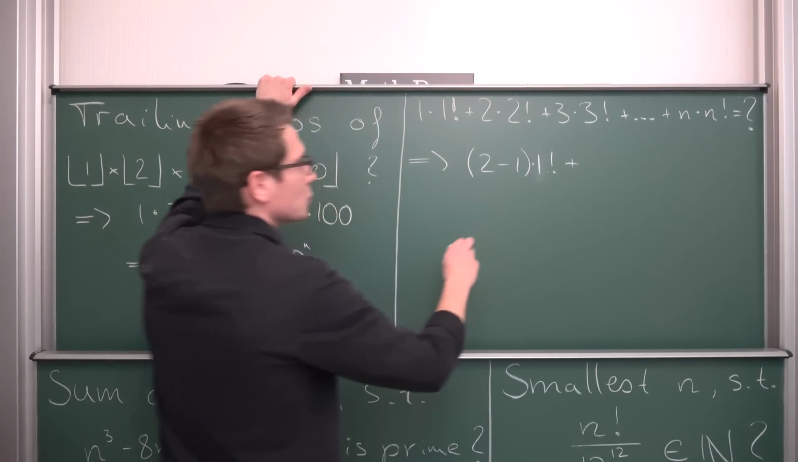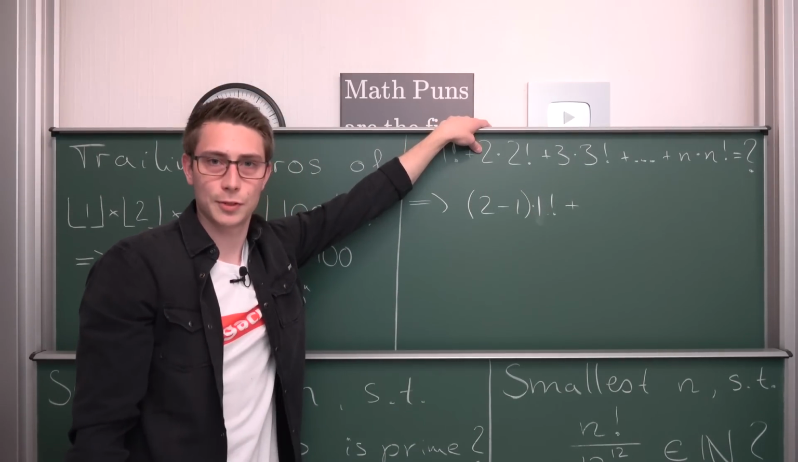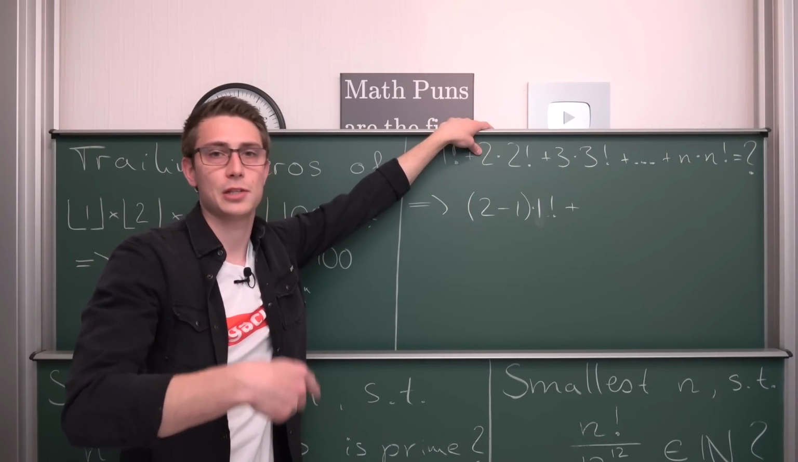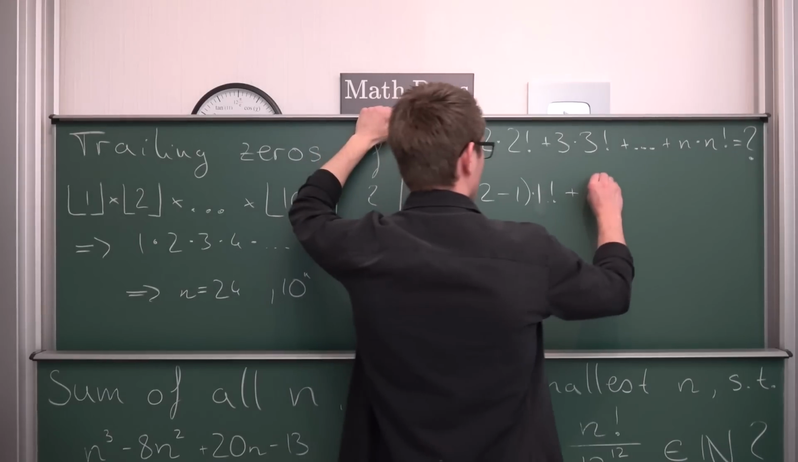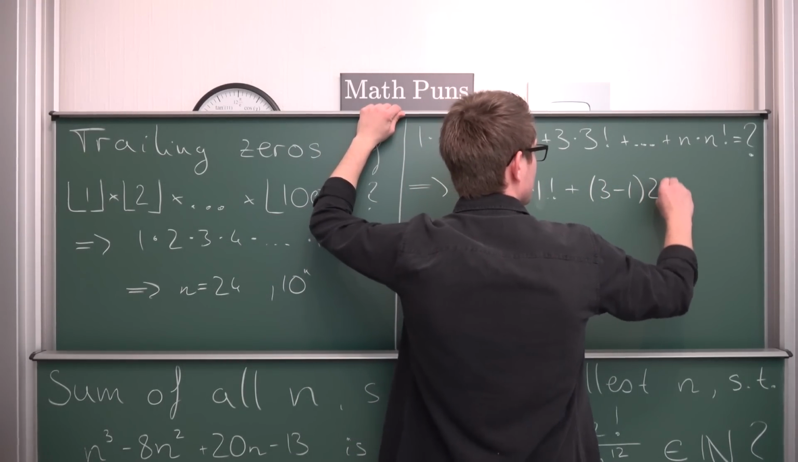Next up, we are going to go through the same process. Successor of 2 is going to give us 3. How can we get back to 2? Well, 3 minus 1 is going to give us 2. So plus 3 minus 1 times 2 factorial.